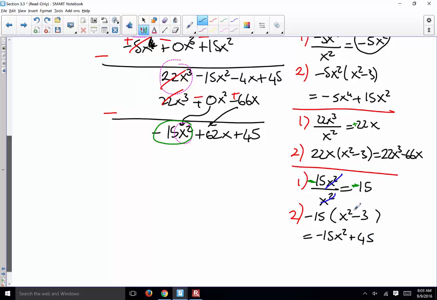I mean, you could have caught this mistake later as well. This number and this number must match. If you're getting positive 15 and this is negative 15, there's something wrong. Alright, now they are matching.